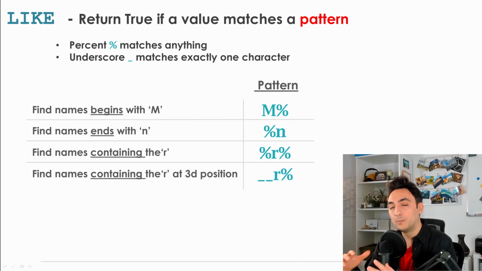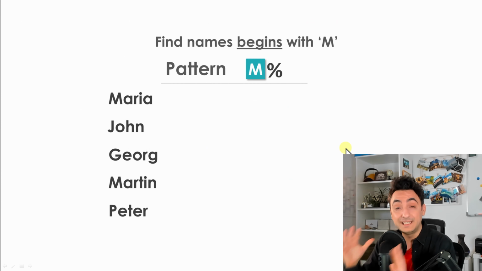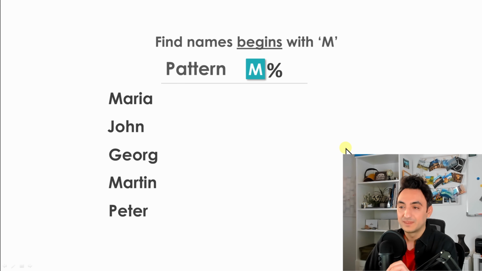So now we're going to go into more detail, with more examples, in order to understand how this works. We're going to deep dive into each of those examples and explain what is going on in the database or in SQL once you define those patterns. The first example: find names that begin with M. Our pattern is M and %.